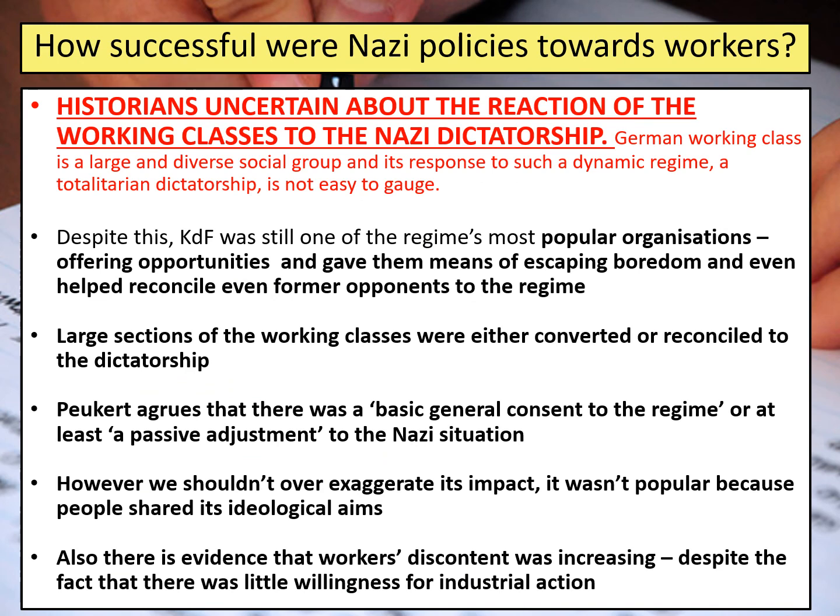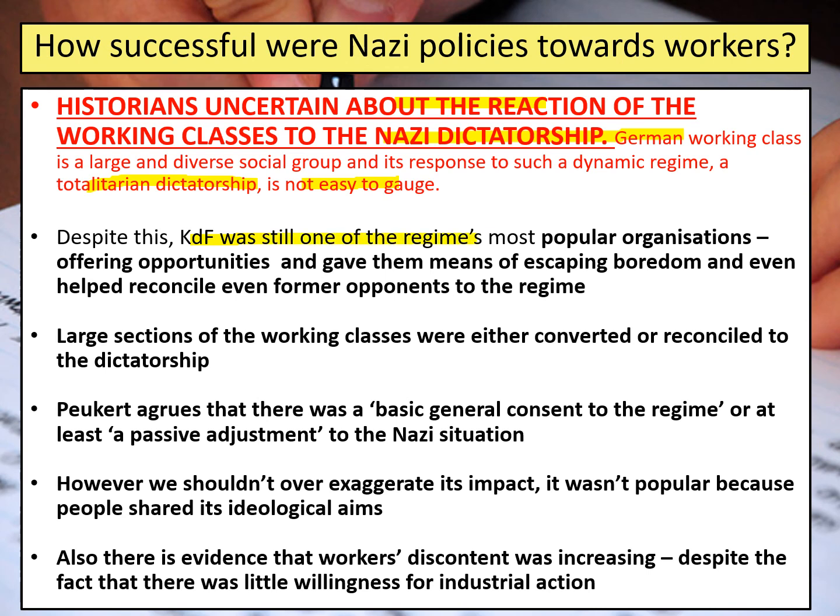Generally, historians are quite uncertain about the reaction of the working classes to the Nazi dictatorship. That's because the German working class is a large and diverse social group, and its response to something like a totalitarian dictatorship is not easy to gauge. Just like it's very difficult to even know how many workers voted for the Nazis in the 1932 elections.